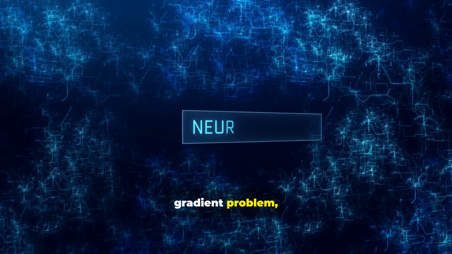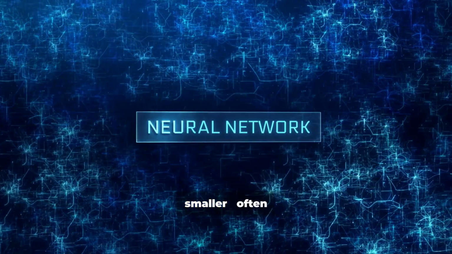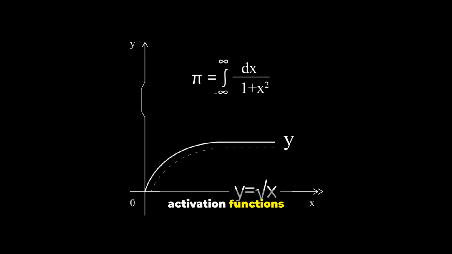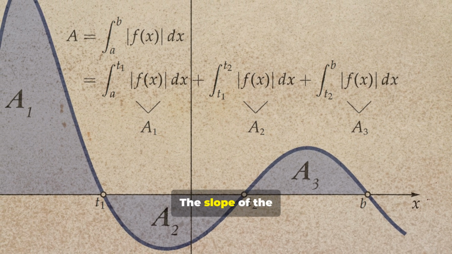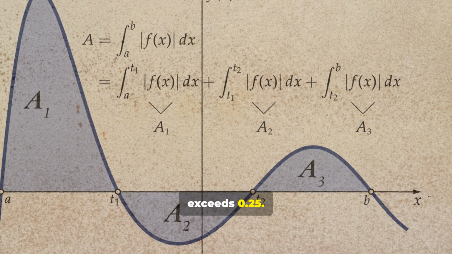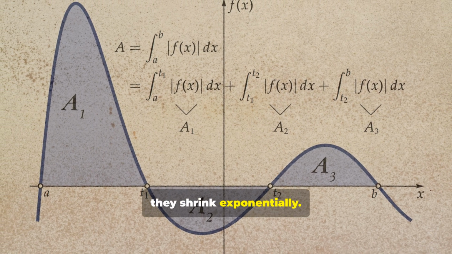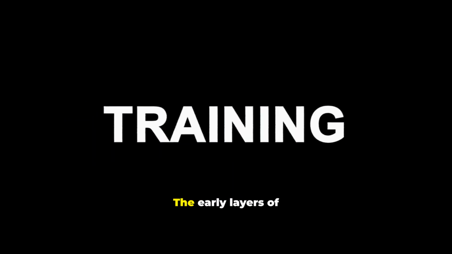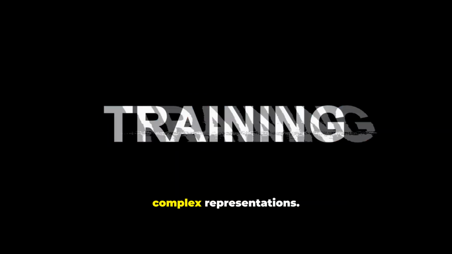In the vanishing gradient problem, as we move backwards through layers, the gradients become smaller and smaller, often approaching zero. This usually happens when we use activation functions like the sigmoid or tanh. For example, in a sigmoid, values are squashed between 0 and 1. The slope of the sigmoid never exceeds 0.25. When gradients are multiplied across many layers, they shrink exponentially. By the time they reach the earlier layers, they're practically gone. The result? The early layers of the network stop learning. The network becomes stuck, unable to capture complex representations.